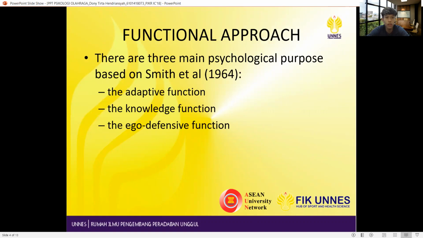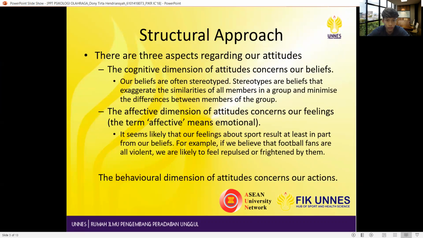Functional approach. There are three main psychological purposes based on Smith et al. First, the adaptive function. Second, the knowledge function, and third, the ego-defensive function. Structural approach: there are three aspects regarding our attitudes.